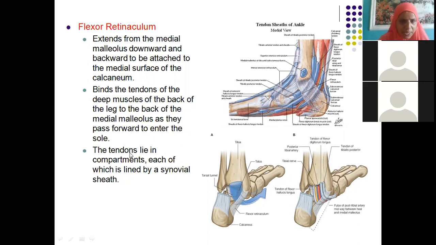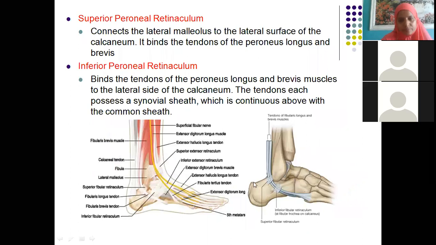So the tendons lie in the compartments, each of which is lined by synovial membrane. In front also we will have these synovial sheaths. I have told you similar synovial sheaths we found when we were doing the flexor and extensor retinacula. In order to give lubrication, we have this, right?